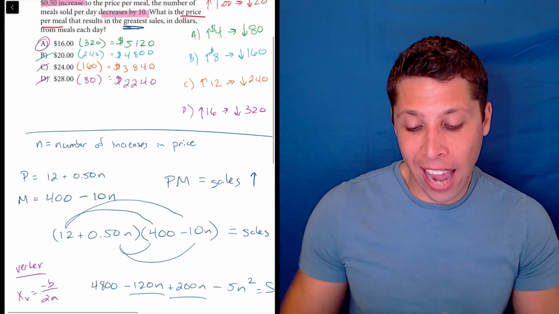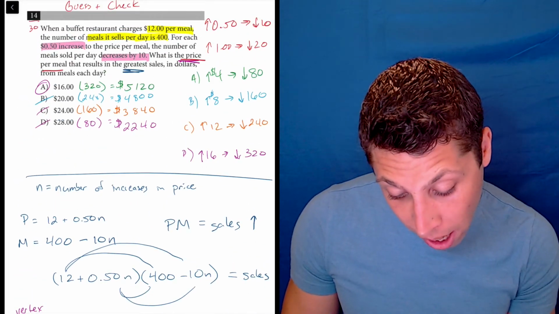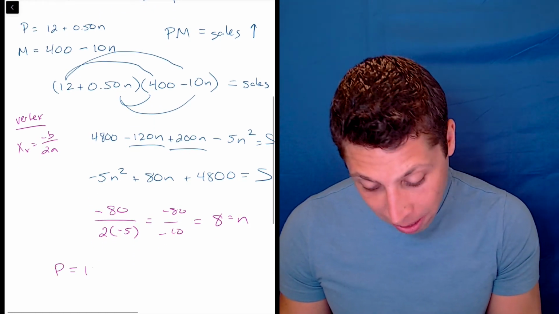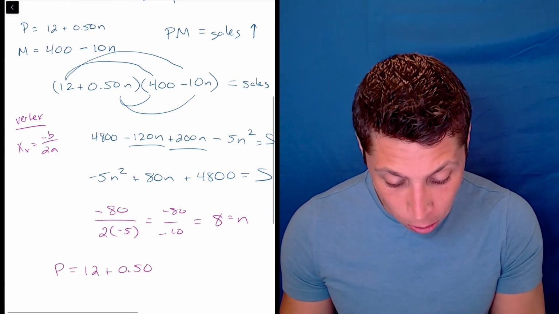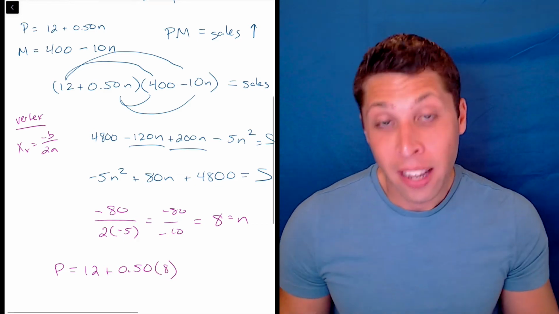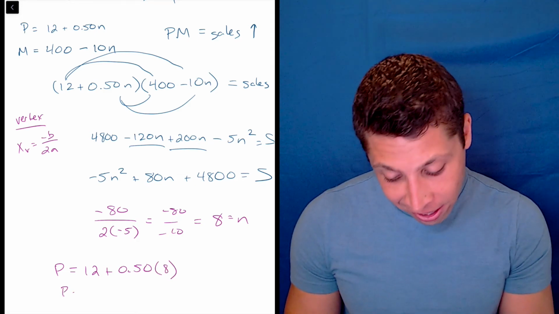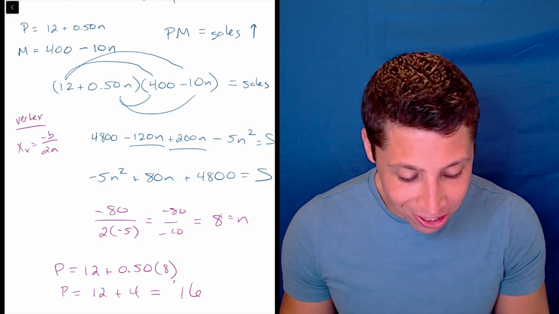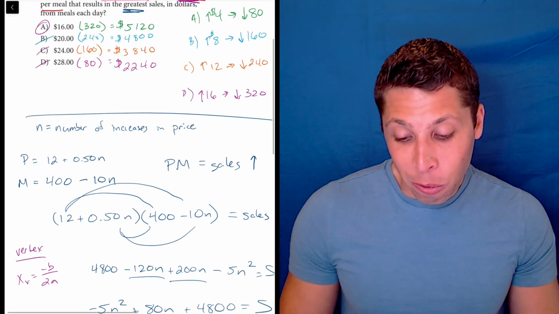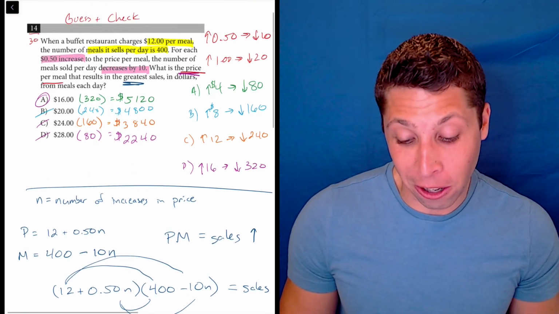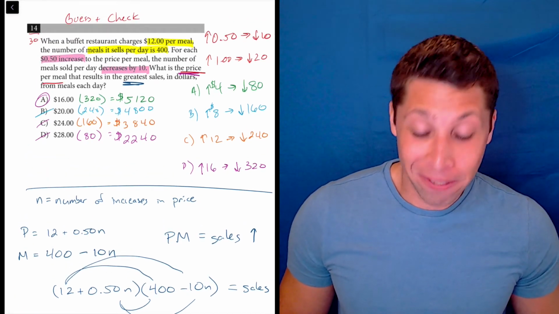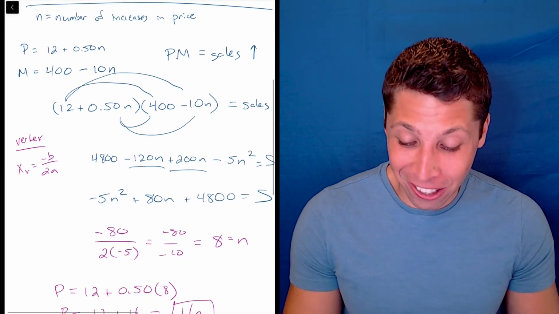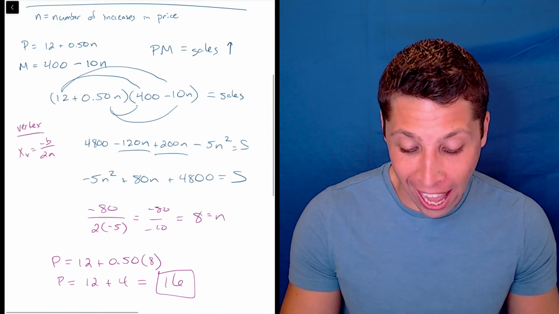In order to get the actual price that they want, we need to go back to our p equation. So we said p is equal to 12 plus 0.50 times n. N is 8, so p is equal to 12 plus 4, which is 16, which was the choice A that we eventually started with. Is that better? I don't know. I really don't know. This is one of those questions that's just very, very hard, and for most of us, it's not worth our time.